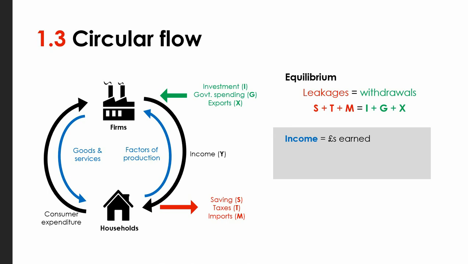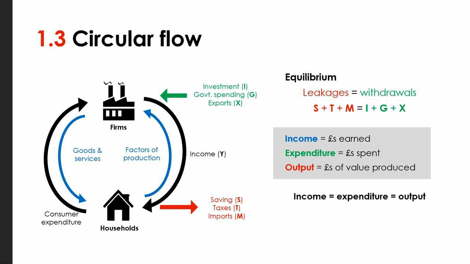Income in this circular flow is really key. Income is the pounds that are earned by households, expenditure is the pounds that they spend, and output is the value of pounds that is produced. And in the circular flow, we can see that income equals expenditure equals output in a macroeconomy. Because every time I spend £1, somebody else is earning that £1. And when I spend that £1, I'm also buying £1 of output. The three equal each other.